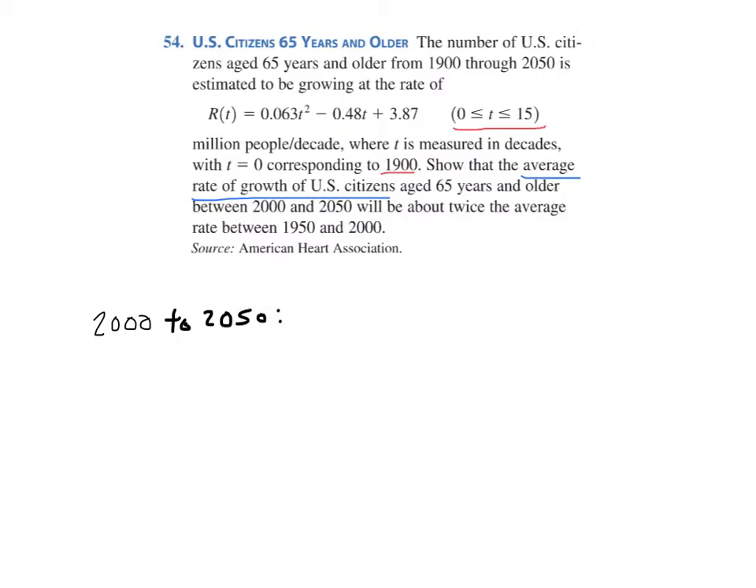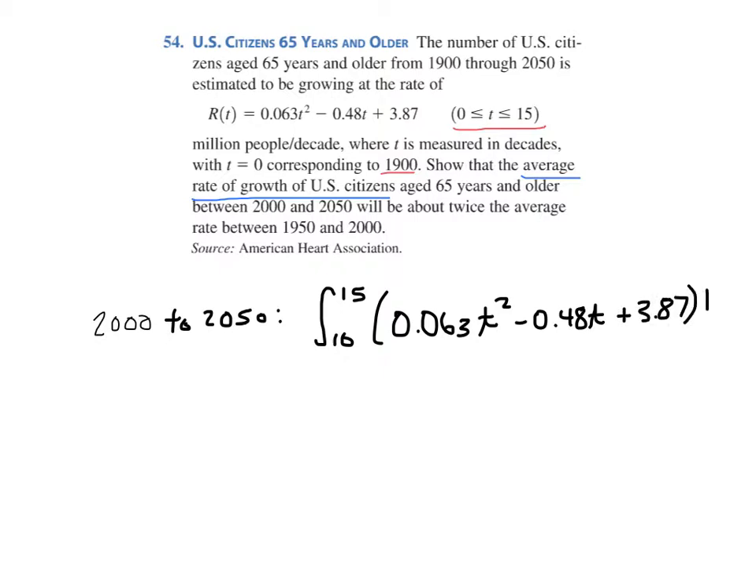our average value of our function will look like this. We'll integrate from 10 to 15, and then we'll put the function in here, 0.063 t squared minus 0.48 t plus 3.87 dt, and then we'll divide by the size of that interval, which is 15 minus 10, which is 5.